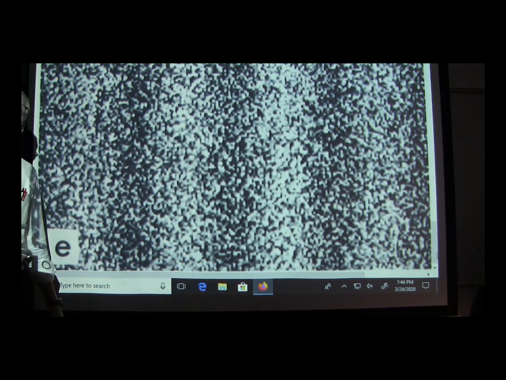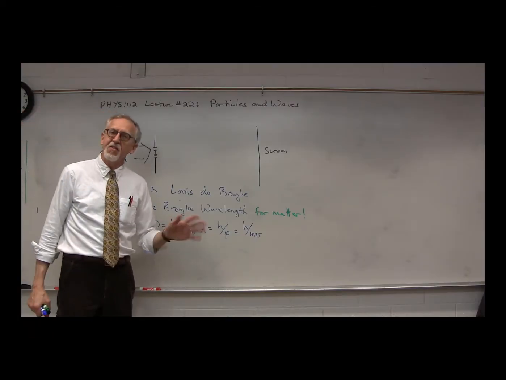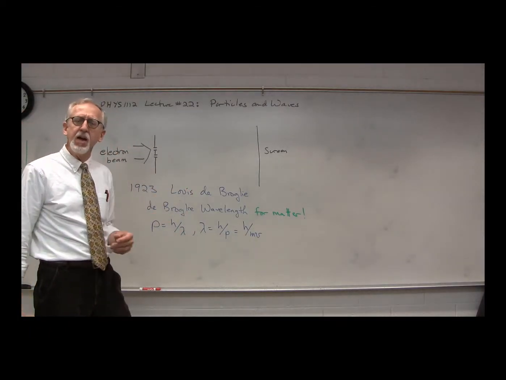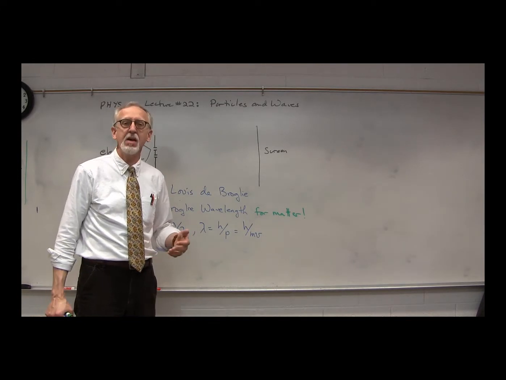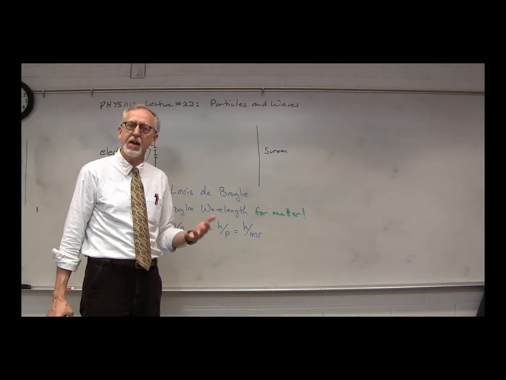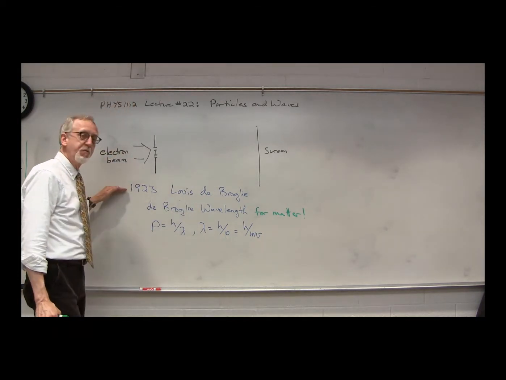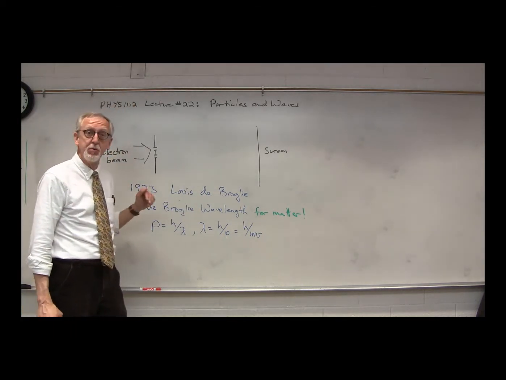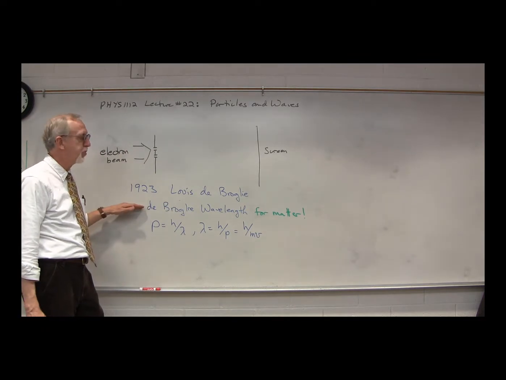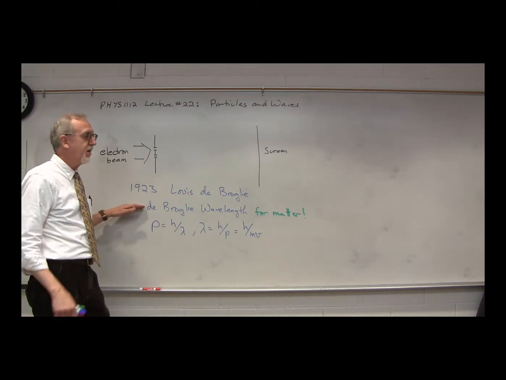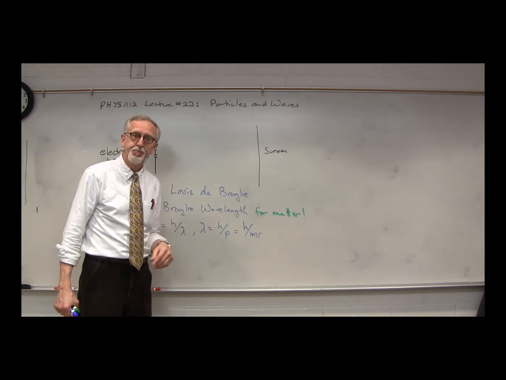Let's go back to our picture of the experiment and let's think about what's going on. If electrons are demonstrating a wave-like behavior, then they must have a wavelength. So what wavelength do the electrons have? What wavelength do we have for matter? Well, this was put forward in 1923 by Louis de Broglie, and what we now call the de Broglie wavelength. But this is a wavelength for matter.